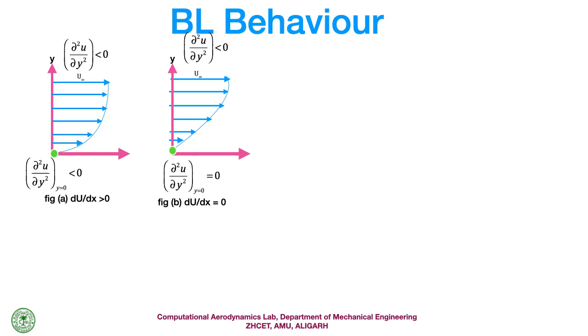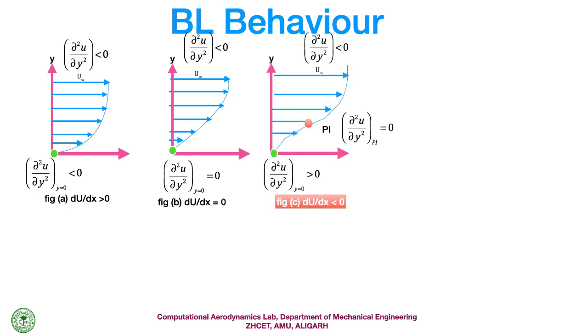But if you consider the last case, where del 2 u over del y square is greater than 0 at the wall, because the pressure gradient du by dx is not 0, that means in this case the pressure gradient is adverse.